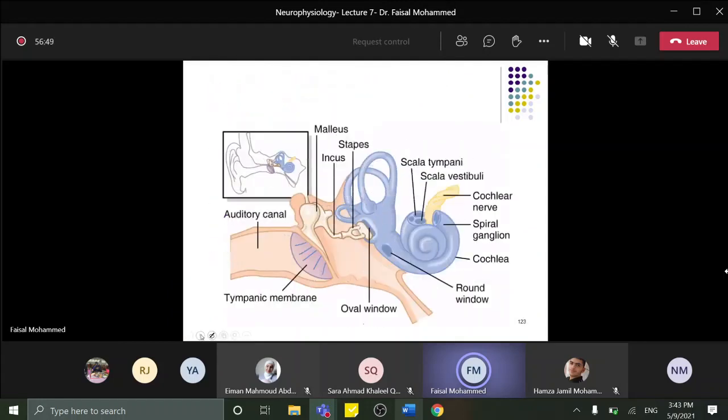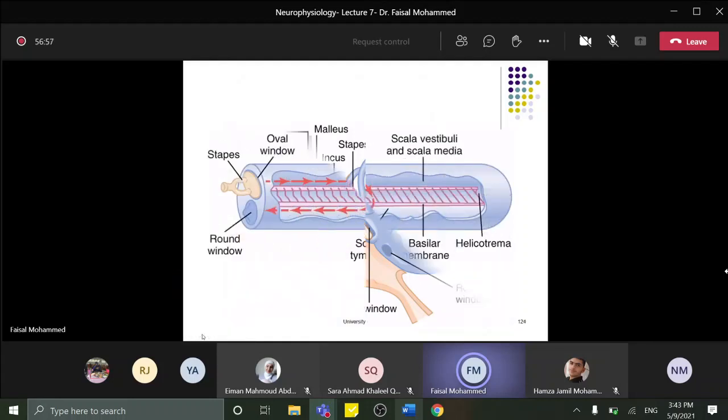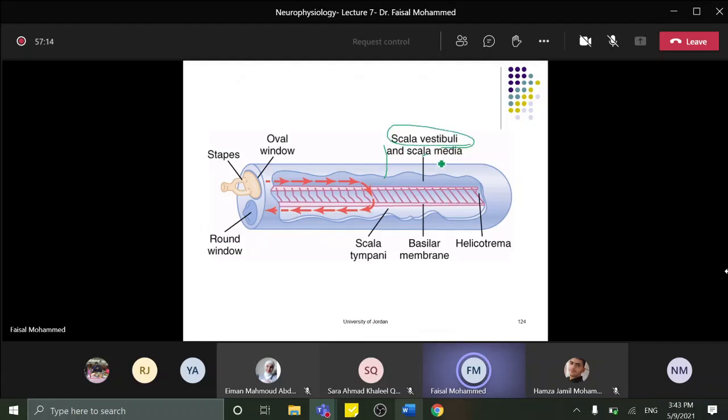Let's look at the cochlea here. This is the cochlea. Let's examine it inside and see what it contains. This is the cochlea, unrolled here. And this is the oval window and this is the round window. Here we have three scalae, or three layers. The upper layer is called scala vestibuli. The middle layer is called scala media. And the lower layer is called scala tympani. Tympani because it is closer to the tympanic bone, and scala vestibuli because it is closer to the vestibule.